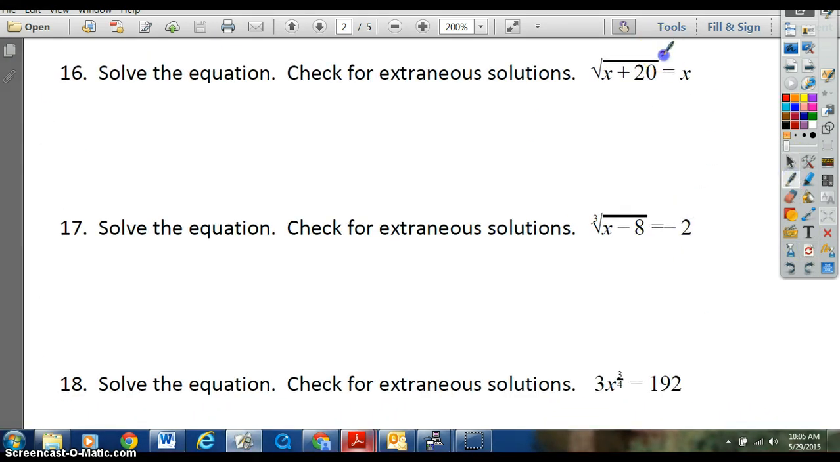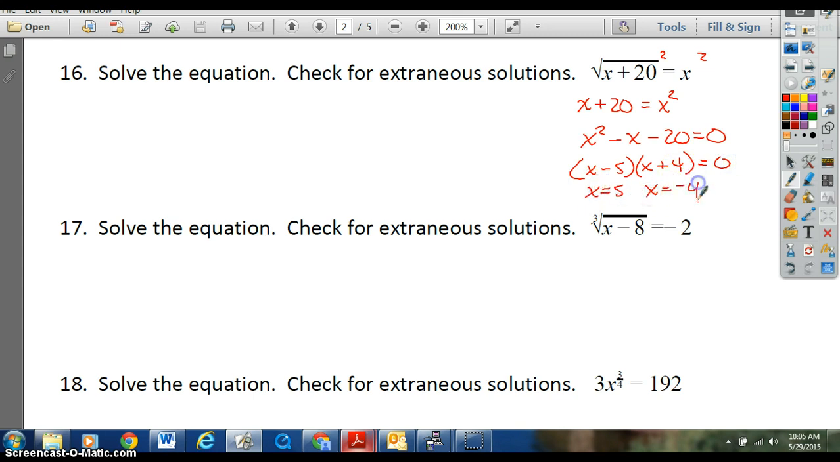All right, jumping down to 16, 17. What I'm going to do is square both sides. So this is going to be x plus 20 equals x squared. So x squared minus x minus 20 will equal 0. So this is x minus 5, x plus 4. So x is equal to 5 and x is equal to negative 4.